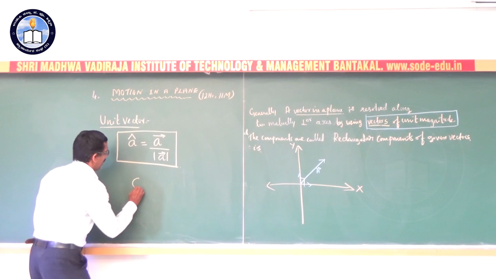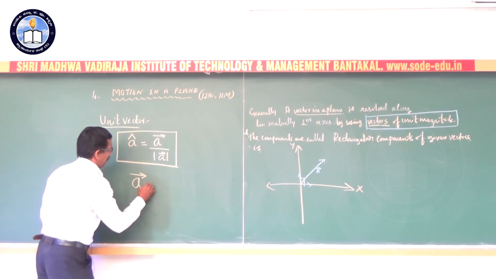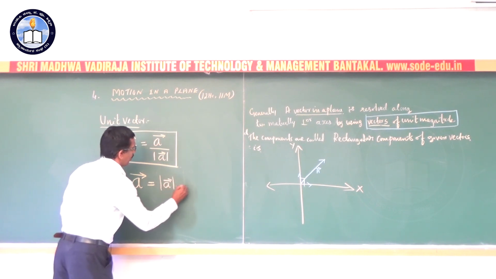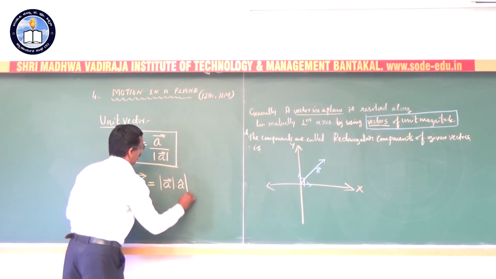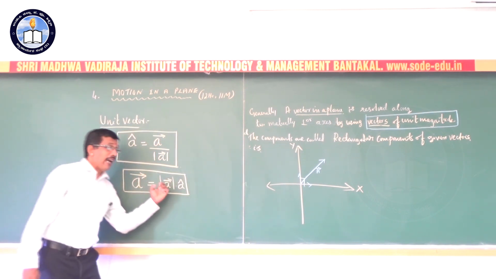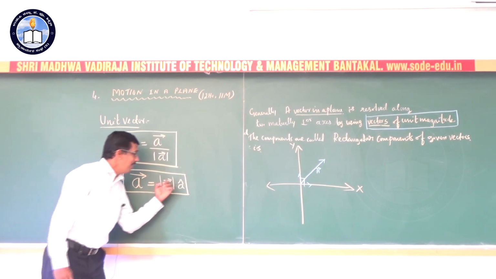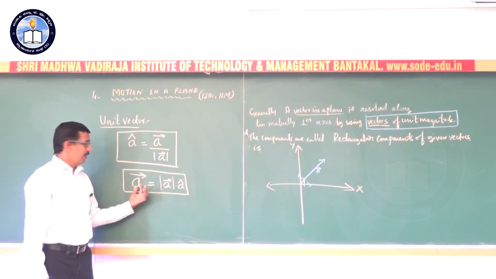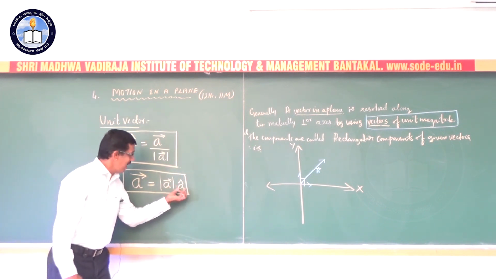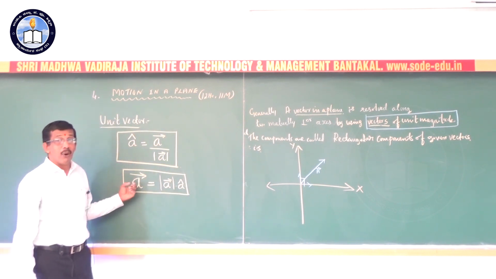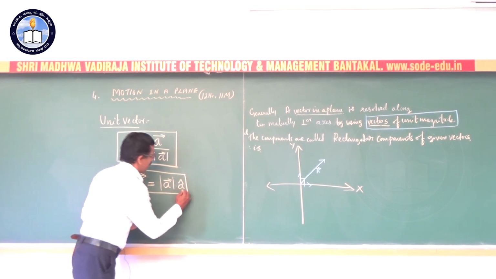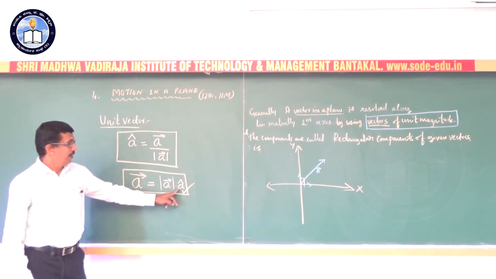Or given vector can be written as magnitude of the given vector into unit vector. Given vector can be written as the product of magnitude of that vector and unit vector. Here, this is a vector, this is magnitude, this is direction. So, a vector has both magnitude and direction. Here, direction is given by the unit vector.